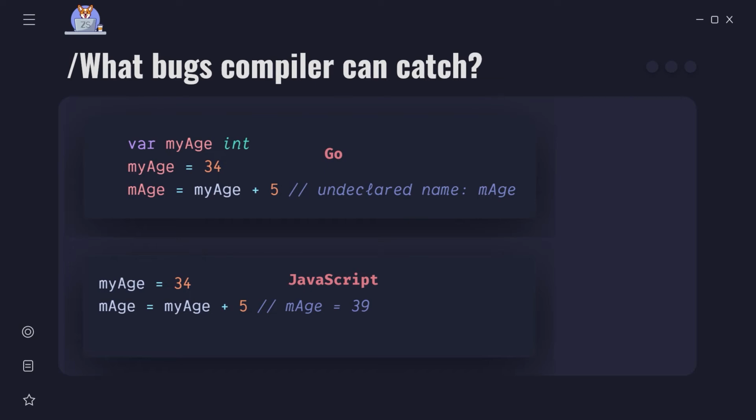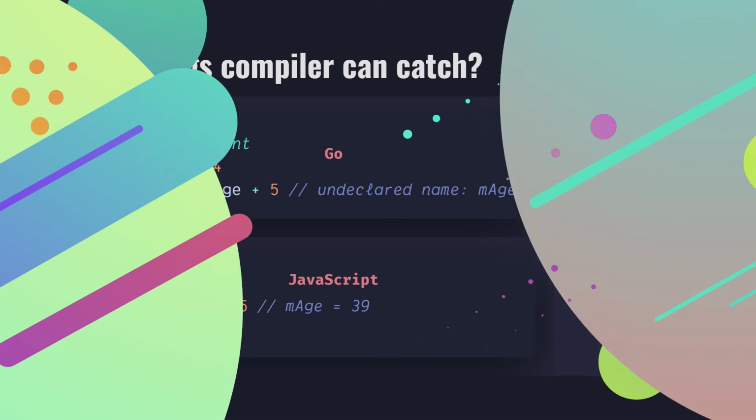Here we have Go code, same example in JavaScript. The intention was to add 5 to my age and save in my age, but we made a mistake and typed mAge instead. JavaScript will create a new variable named mAge for us and assign 39 to it, while the Go compiler will throw an error, undeclared name mAge.